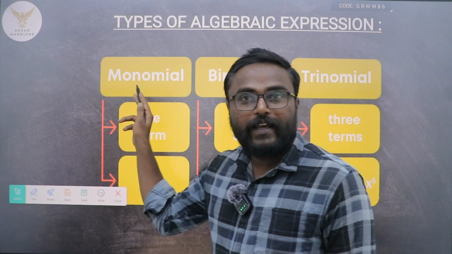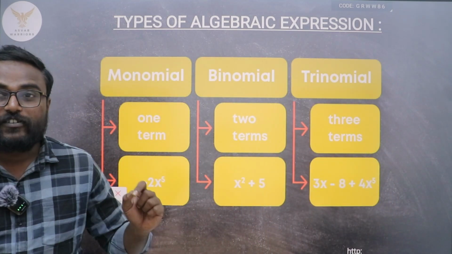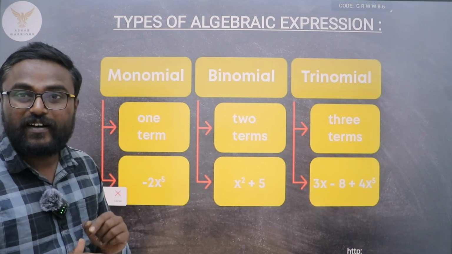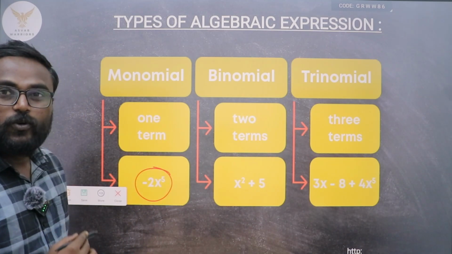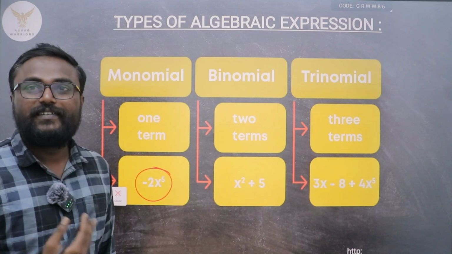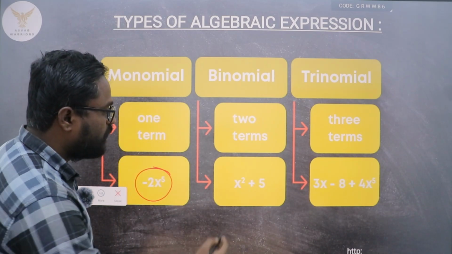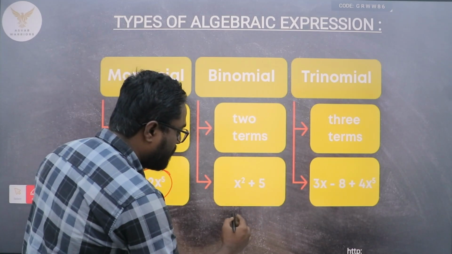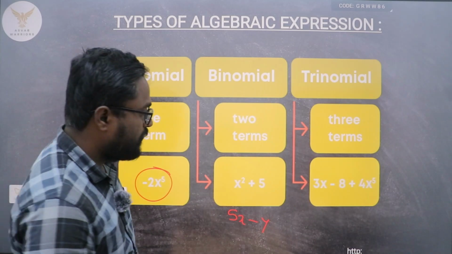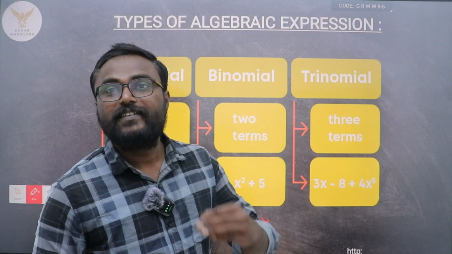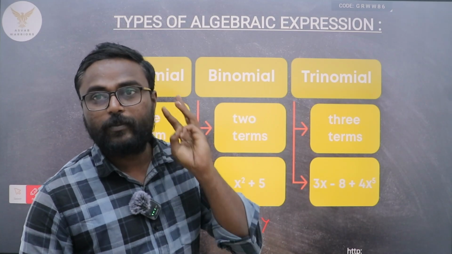Now monomial, binomial and trinomial. Any expression that has a single term is known as a monomial. Let's say negative 2x to the power 5, it's a single term. Binomial means two terms, like x square plus 5. I'll give you more examples: 5x minus y, two terms. Trinomial means three terms. Remember, monomial one term, binomial two terms, trinomial three terms.